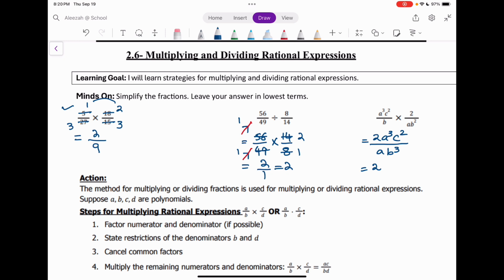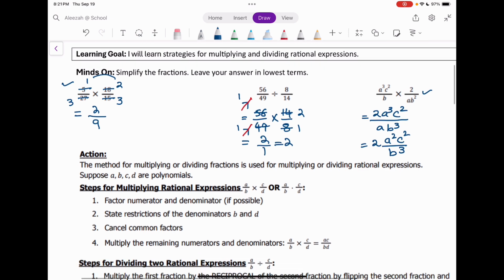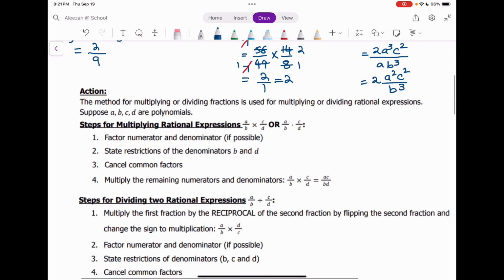Now when we have variables in the fraction, first we multiply them and then we simplify. So here once I multiply, I got 2a cubed c squared divided by ab cubed. So my final answer will be 2a cubed divided by a is a squared, and c squared divided by b cubed.